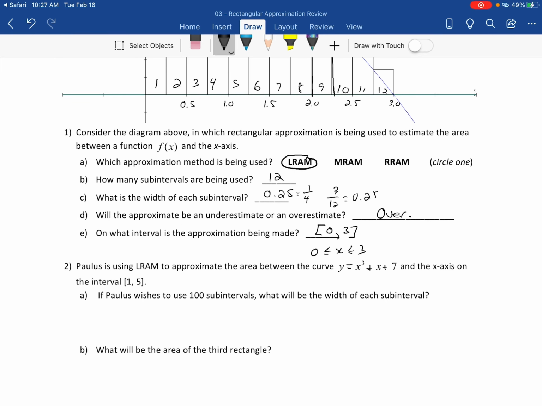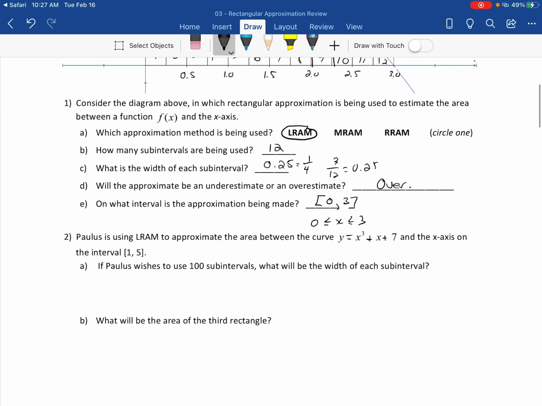Okay, so one with an equation instead of a graph. Paulus is using LRAM to approximate the area between the curve x cubed plus x plus 7 and the x-axis on the interval 1 to 5. So if Paulus wishes to use 100 subintervals, which would be really difficult to actually do in practice by hand, but let's say he did want to use 100 subintervals, what will be the width of each interval?